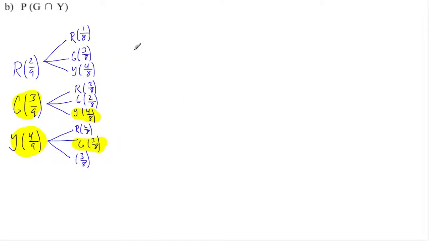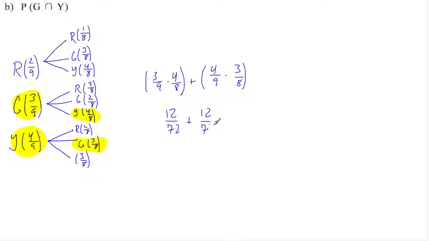So to find the probability of green-yellow, I do 3/9 times 4/8. And I'm going to add that to the probability of yellow-green. And that's going to be 4/9 times 3/8. Well, here I get 12/72 plus another 12/72 is going to give me 24/72, which reduces to 1/3. So the probability that I get a green and a yellow ball in no particular order is 1 out of 3.